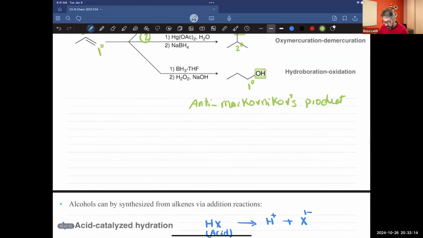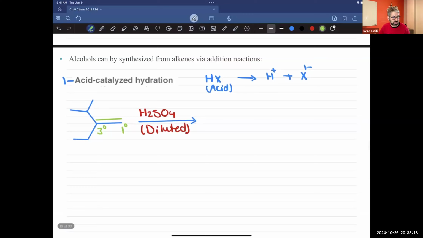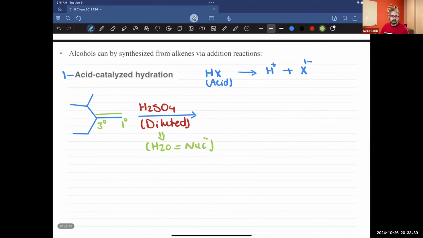Let's go after them one by one. The first one, we have an aqueous acidic solution. If it's acidic, we know acid is going to release H plus inside the solution. And I do have water. It says diluted. That means we have plenty of water inside the solution. Water is going to be the nucleophile. Whenever we want it, it will behave as a nucleophile.